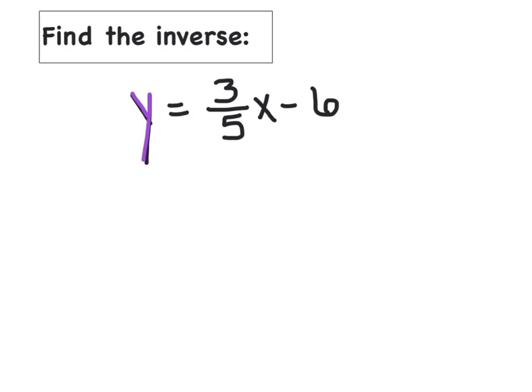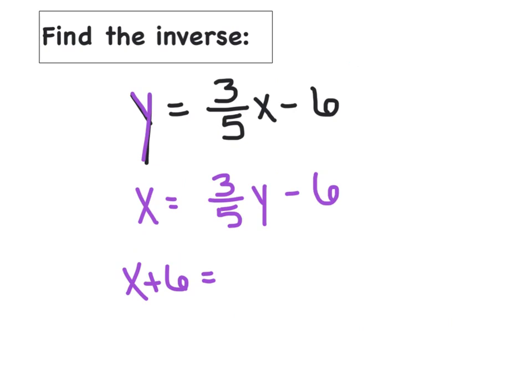So now I'm going to go to step 2 and switch those two variables. X equals 3/5 y minus 6. I'm going to add 6 to both sides and I'll get x plus 6 equals 3/5 y. Now watch how I'm going to write this. I'm going to write it as 3y divided by 5. That's equivalent to saying 3/5 y, but I like this better. At the same time, I'm going to put x plus 6 over 1.